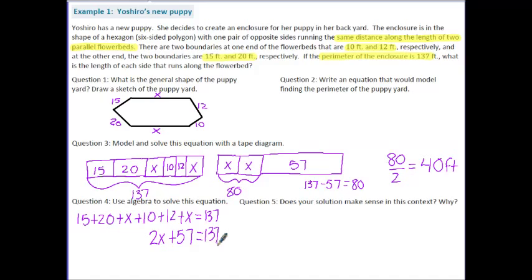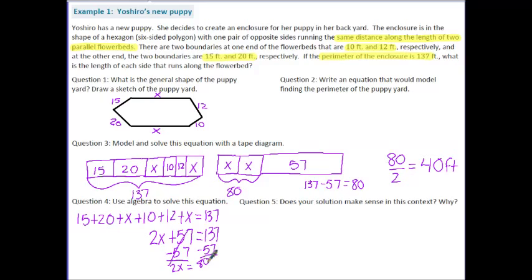Notice the next thing I did was I isolated the x's by subtracting 57 from the value of the bar. So if I'm going to subtract 57 from the bar, that meant I had to subtract it from 137. So these cancel because these are additive inverses of each other, leaving us with 2x is equal to 80.